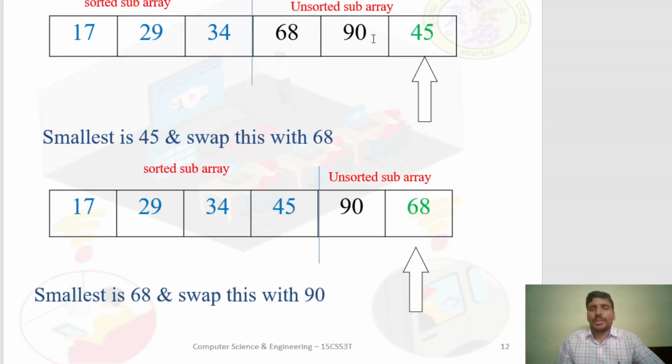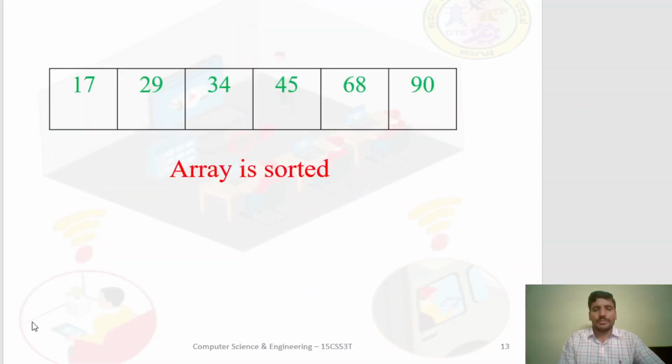Next, in the remaining unsorted subarray, the smallest value is 45. Swap this 45 with 68. Hence, the sorted subarray values will be like this: 17, 29, 34, 45. And in the unsorted subarray, once again scan for the smallest element in this part. So here the smallest will be 68. Now swap the 68 with the 90, right?